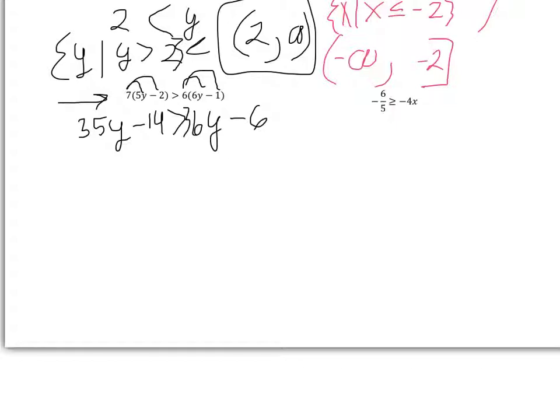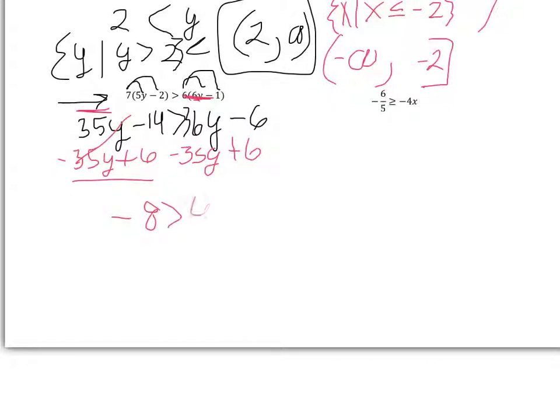So now it's time to get the variables on one side and the numbers on the other. Now, because we have 35y here and 36y here, there's more y to the right. I'm going to move my y's over there. So subtract 35y. And because we're moving our y's to the right, we're going to move our numbers to the left, so we add 6. So 35y and 35y cancel. Negative 14 plus 6 is negative 8. We haven't multiplied or divided by a negative, so we don't change the direction of the sign. Then 36y minus 35y is y.